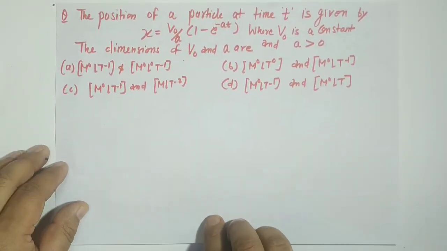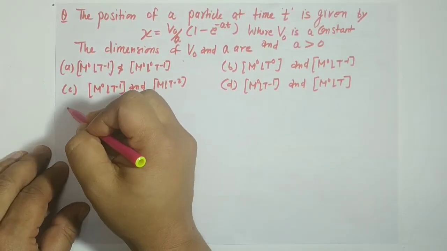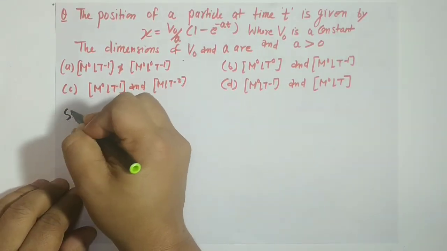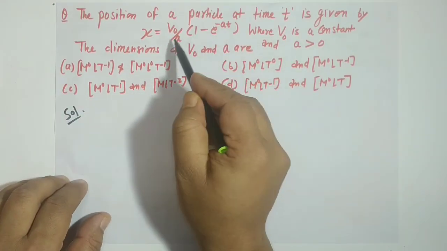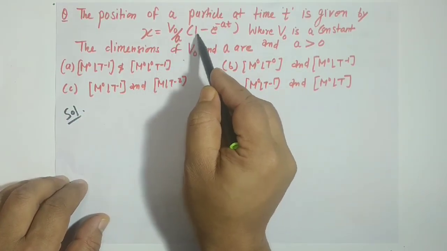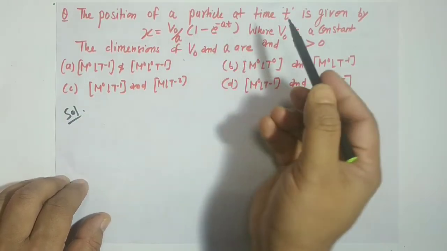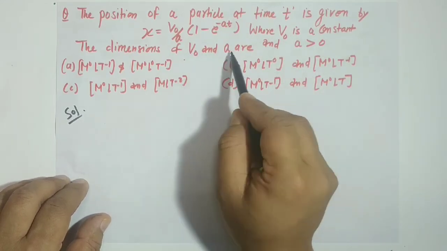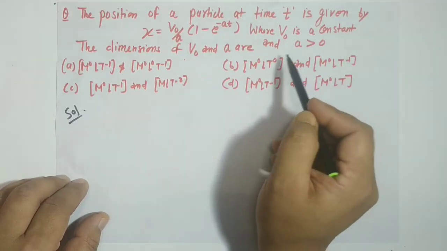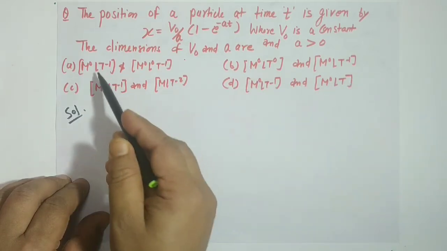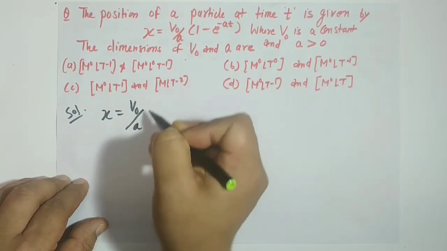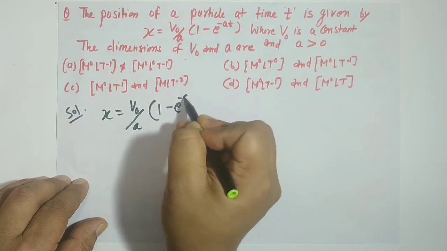Now there is another question which is related with dimensions. The position of a particle at time t is given by x equals v naught by a into 1 minus e to the power minus a t. Now this is also a question which has been asked in a competition. This is exponential, and the exponent has no dimension, where v naught is a constant. You have to find the dimensions of v naught and a. So we will write the relation x equals v naught by a (1 minus e to the power minus a t).